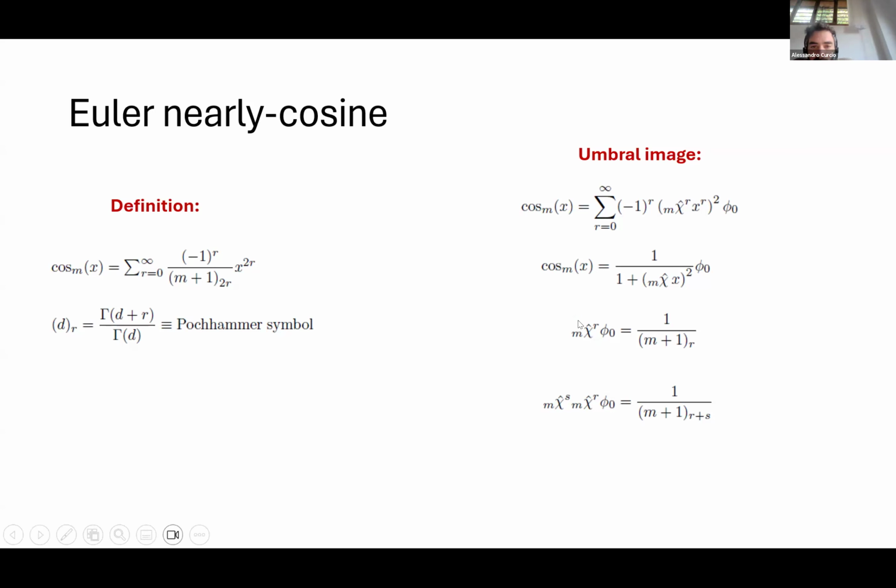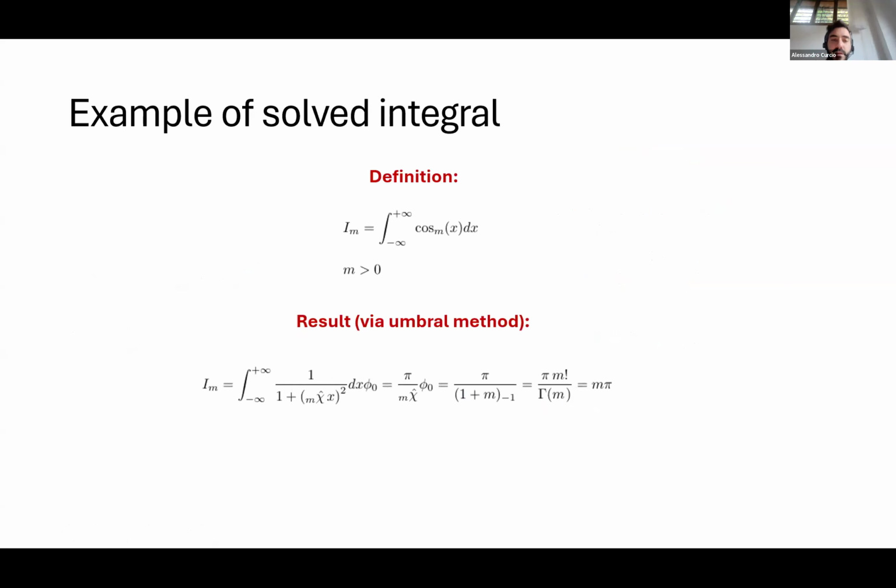And this creation operator has some algebra of this kind when we combine two of them close to each other. But the important thing here is that we can move the dependence upon x from the cosine to this Lorentzian function. And this helps us, for example, in solving some integrals, because if we represent the nearly cosine in terms of this Lorentzian function, we can solve this integral quite straightforwardly.